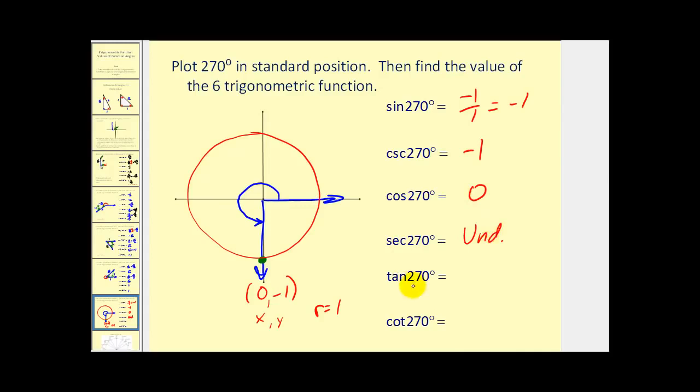And the tangent theta is y/x. -1/0 is also undefined. But writing this first is helpful because if you take the reciprocal of this for cotangent, we'd have 0/-1, which is equal to 0.